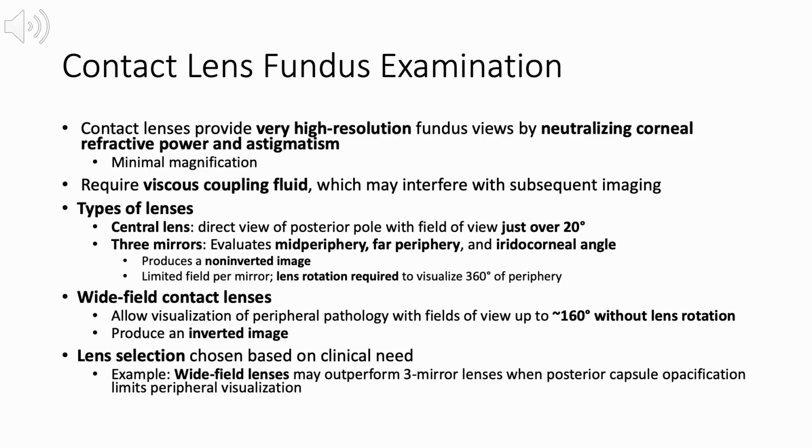Wide-field contact lenses offer an alternative approach by allowing visualization of peripheral pathology with fields of view up to approximately 160 degrees without the need for lens rotation. These lenses produce an inverted image, but are particularly useful when peripheral visualization is otherwise limited. Ultimately, lens selection is guided by clinical need. For example, wide-field lenses may outperform 3 mirror lenses when posterior capsule opacification restricts peripheral retinal visualization.